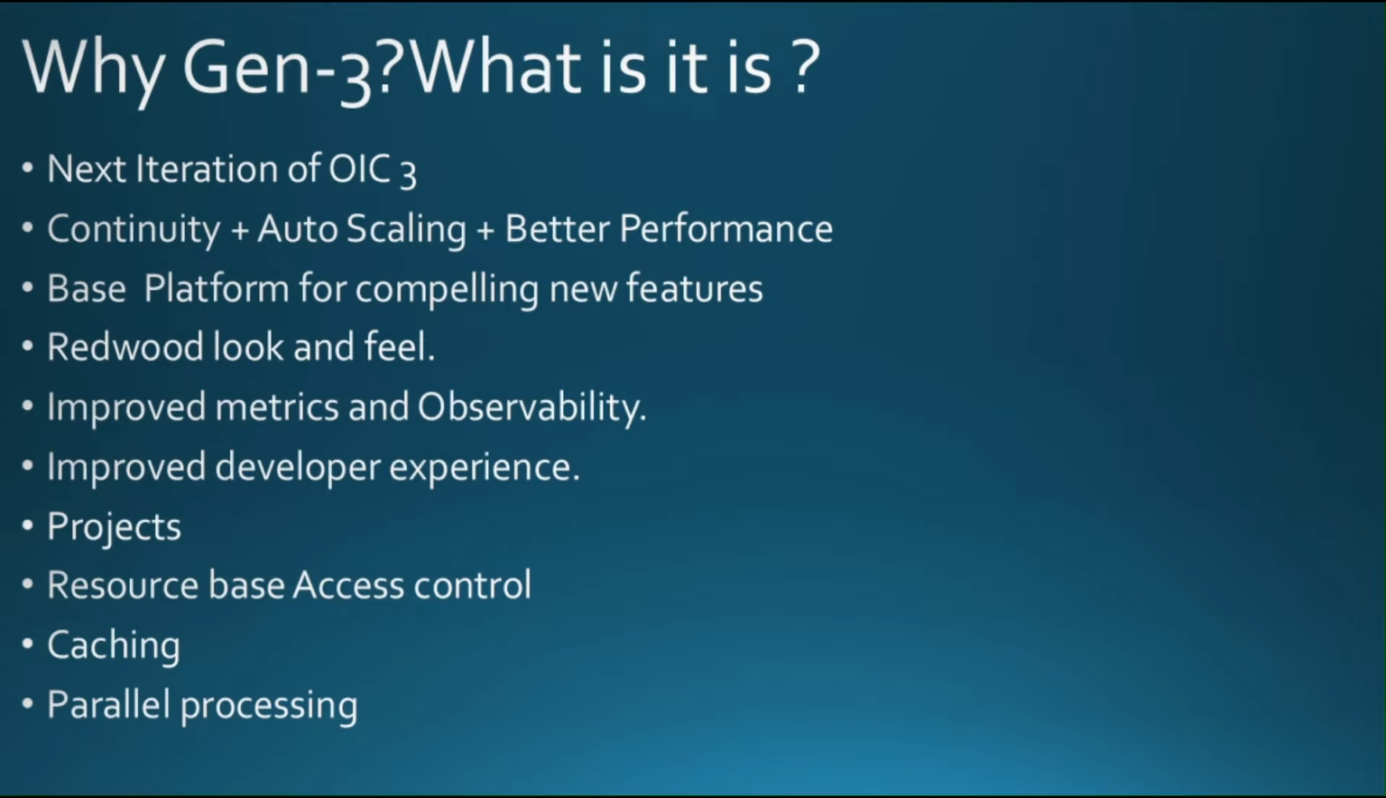For the past few years, we have been using Generation 2 for OIC integration development. So, Generation 3 is the next iteration of OIC. Using Oracle Integration Generation 3, users can take advantage of new functionalities to enhance their organization's integration process, boosting performance, flexibility and efficiency. We can see a lot of features in Gen 3: continuity, auto scaling and better performance. This is the base platform for compiling new features.